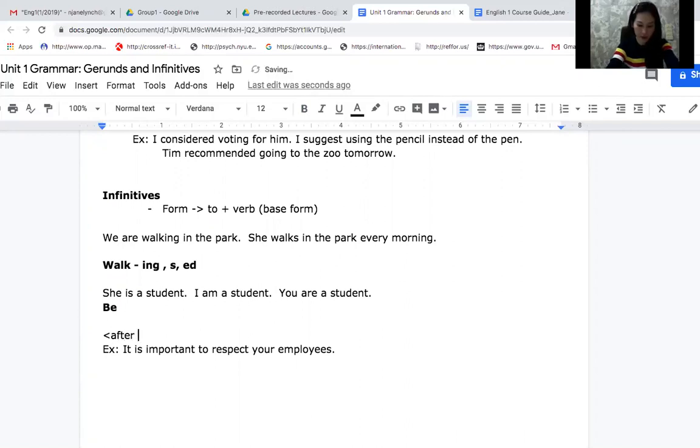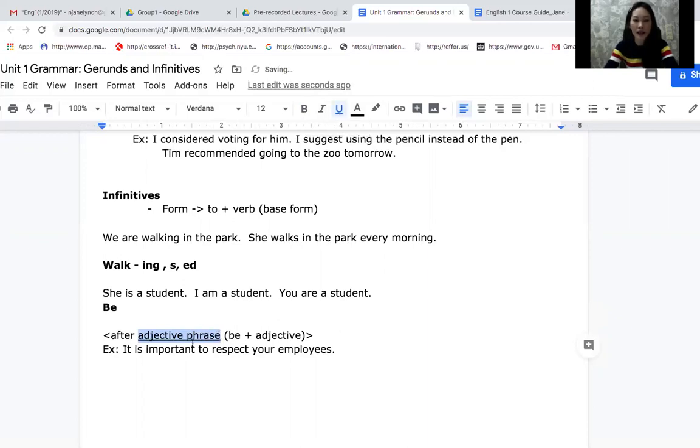After adjective phrase, be plus. So okay, right now don't be confused when they say infinitives are used after an adjective phrase.